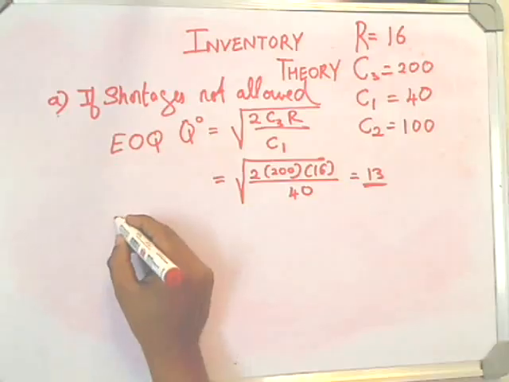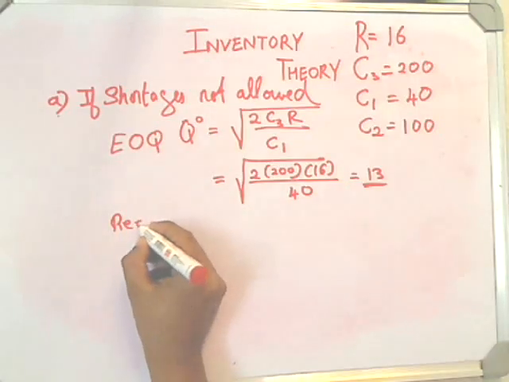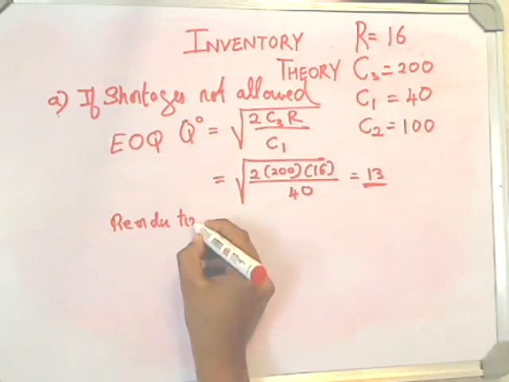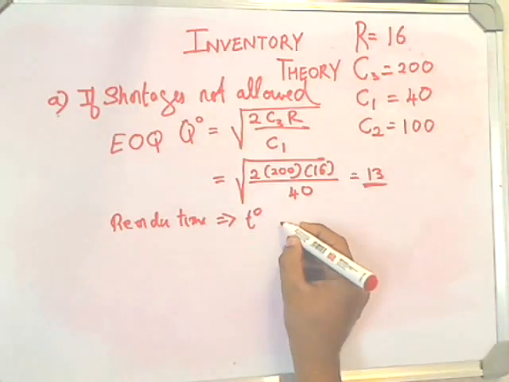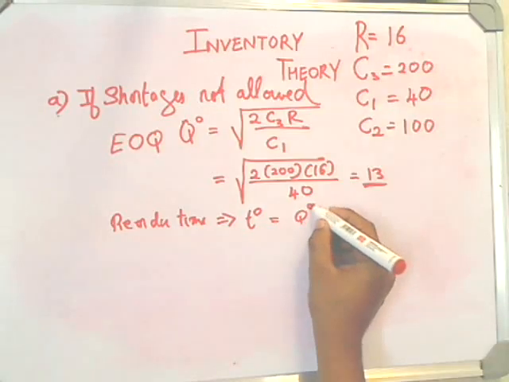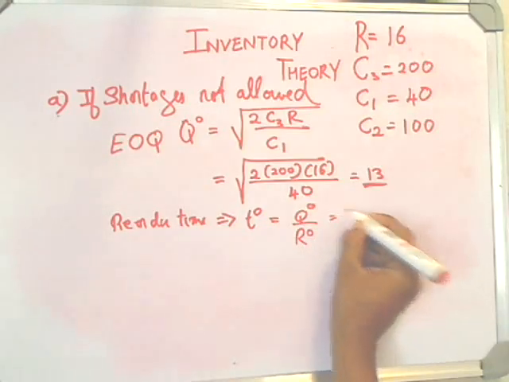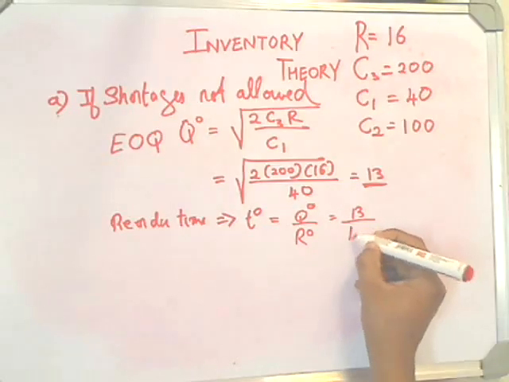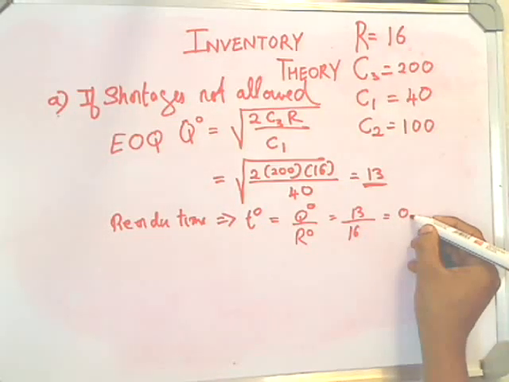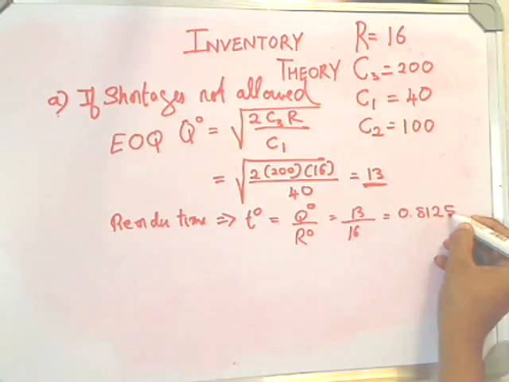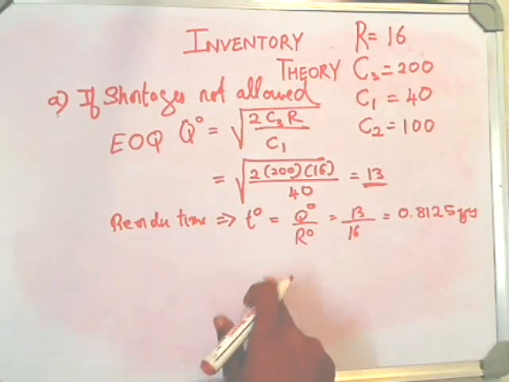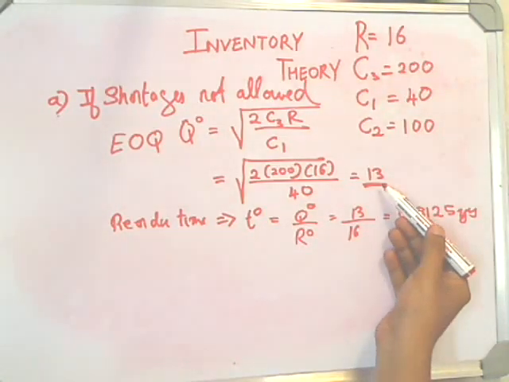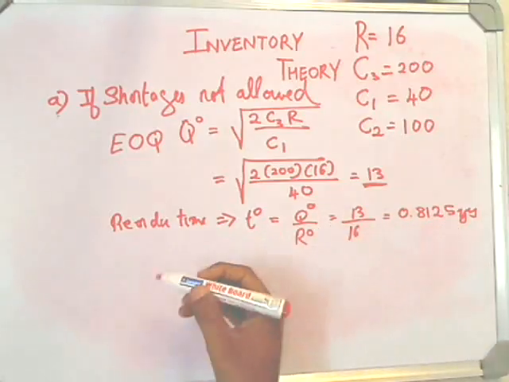Now let's look at the reorder time. The reorder time here is represented as T naught, which is equal to Q naught divided by R, which is 13 divided by 16. It comes to 0.8125 years. Okay, 0.8125 years. Then I told you that by using a whole number here, this becomes easier to calculate.